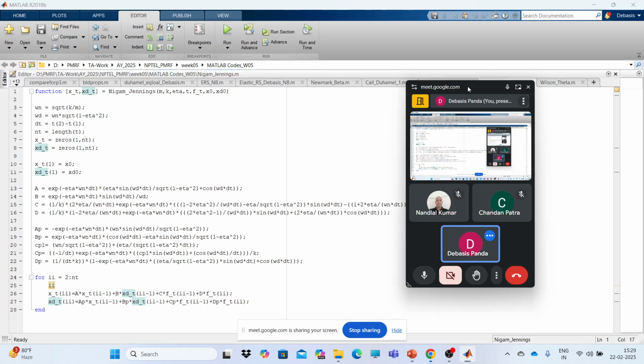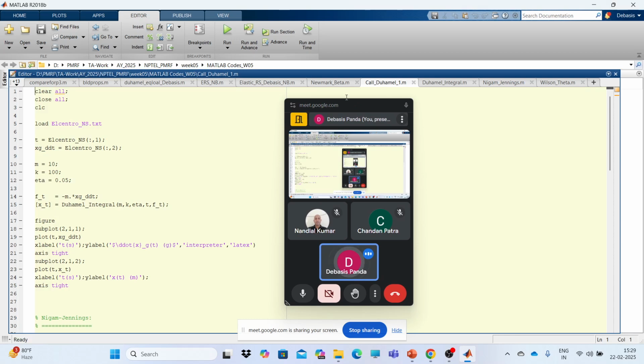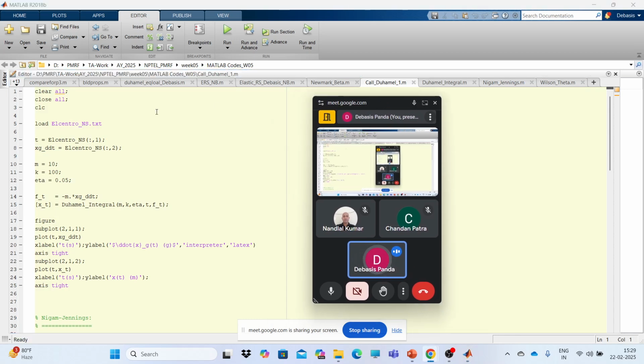Let's see, for a system we want to call this function file and solve for a response. Here for the forcing function we will use the El Centro earthquake. We all know the El Centro earthquake, and I will show you the time series of it. Here the El Centro earthquake data is available as a mat file or text file. So here I have a text file.